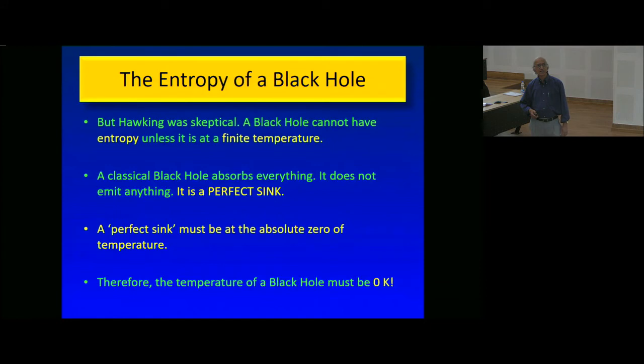But Hawking was very skeptical of Bekenstein. They had a series of arguments about it. Hawking's point was that a black hole cannot have entropy because only bodies at finite temperature can have entropy. Now, a classical black hole absorbs everything, it doesn't emit anything, so it's a perfect sink. And according to thermodynamics, the only perfect sink is one at absolute zero of temperature. It doesn't emit anything, it can only absorb something. So a black hole must be at zero temperature, therefore it cannot have entropy.